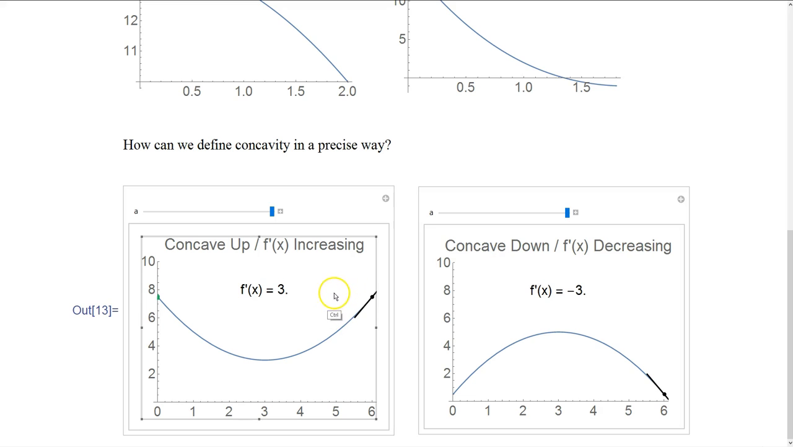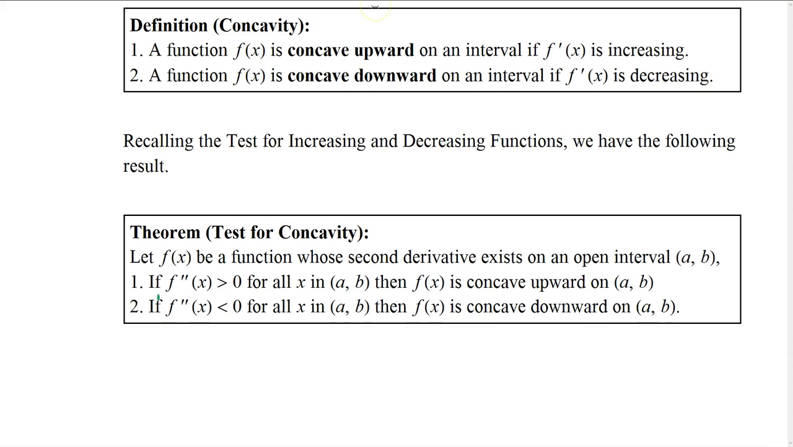So here's our precise mathematical definition for concavity now. We say that a function is concave upward on an interval if our derivative is increasing. That's exactly what we just saw. And a function is concave down on an interval if our derivative is decreasing. So that's our working definition for concavity.